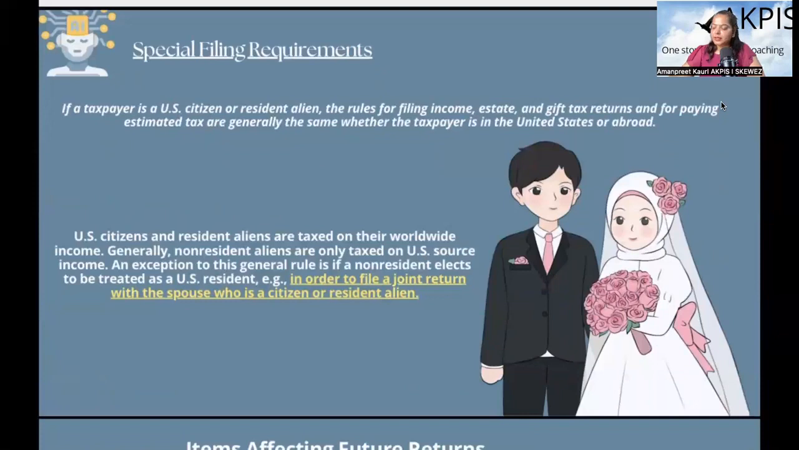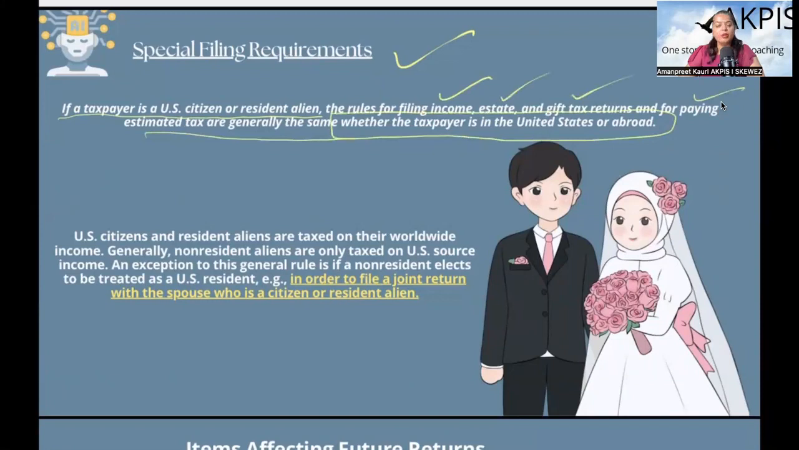Apart from this, now let's discuss special filing requirements. If I specifically talk about that, if a taxpayer is a US citizen or a resident alien, that means he's supposed to pay his tax on entire worldwide income, whether earned in the US or outside the US, right? So the rules of filing income, estate, and gift tax returns, and for paying estimated tax, are generally the same, whether he's in the United States of America or abroad. Because which rule applies? The worldwide income tax rule applies.